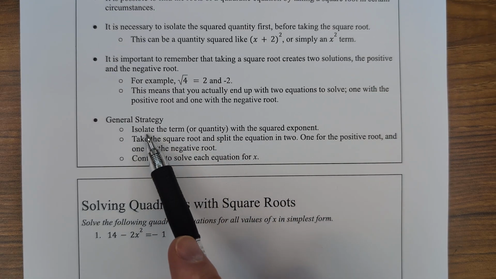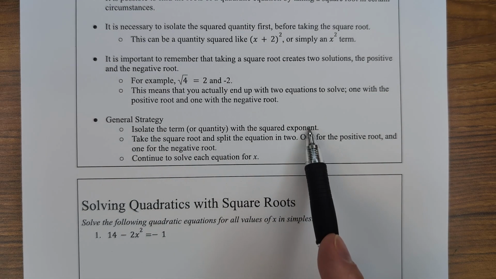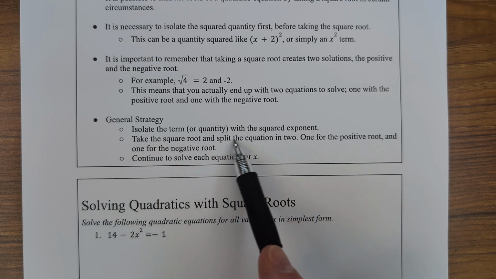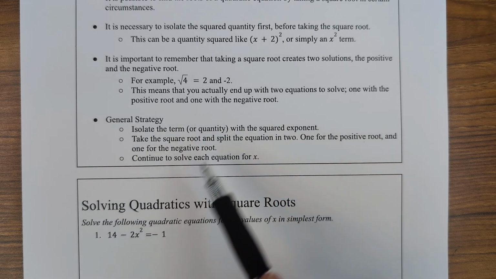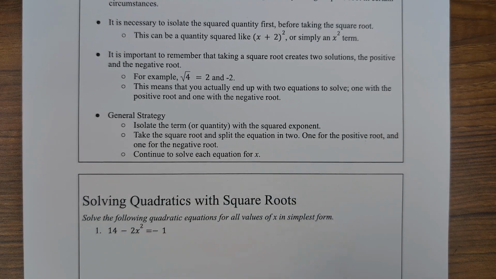So just our general strategy: isolate the term or the quantity with the squared exponent. Take the square root and split the equation in two, one for the positive root, like 2 up here, one for the negative root, like negative 2. And then you continue to solve each equation separately.